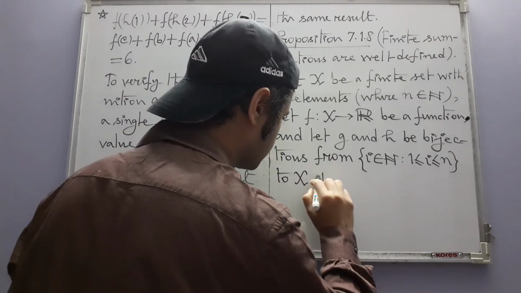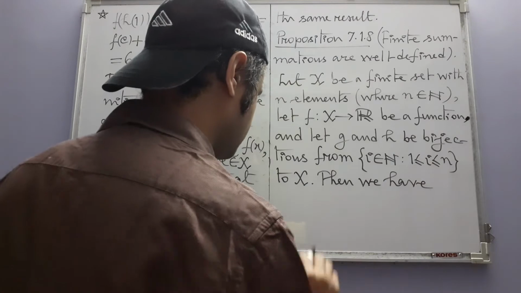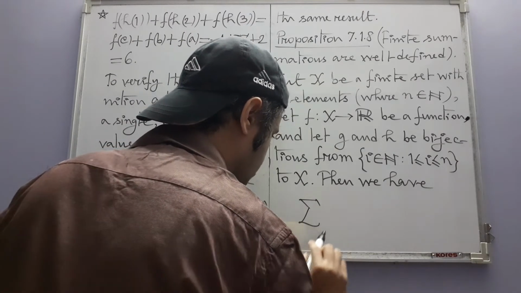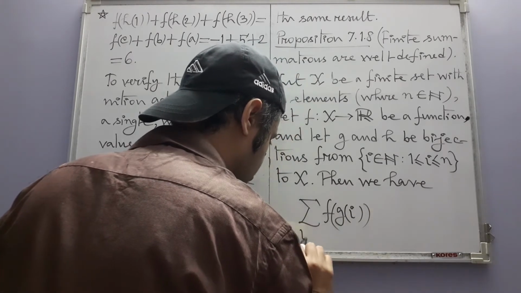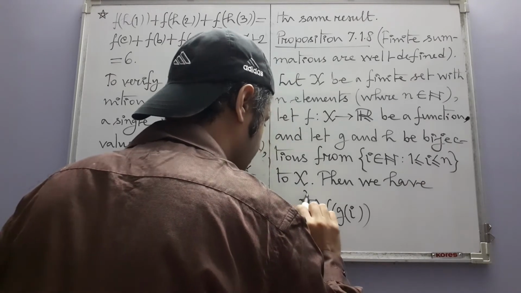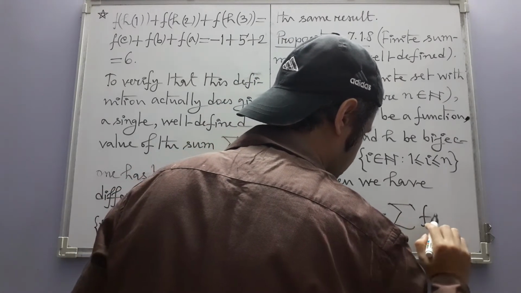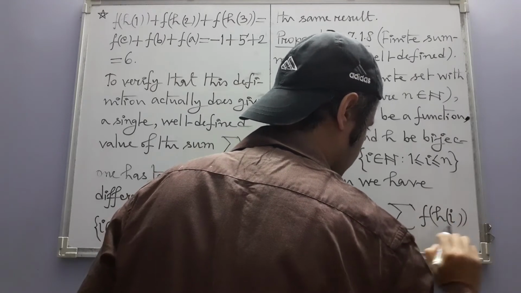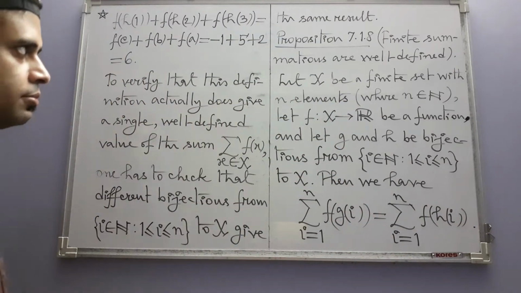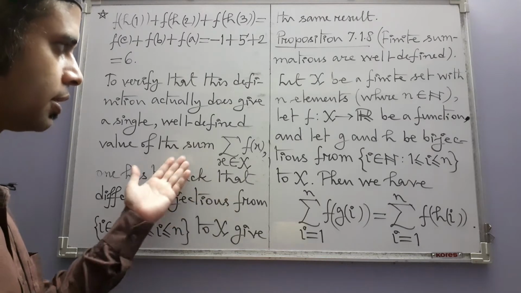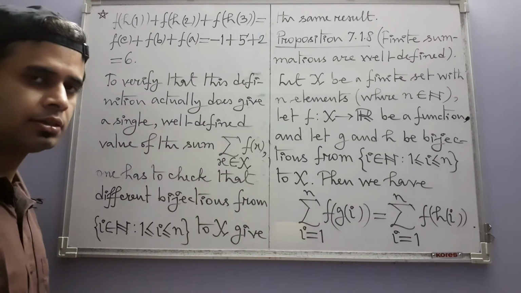Then we have this: the summation of f of g of I, where I varies from 1 to n, is equal to the summation of f of h of I, where also I varies from 1 to n. Once we prove this, the definition of finite summation, summation over a finite set, will be a well-defined notion.